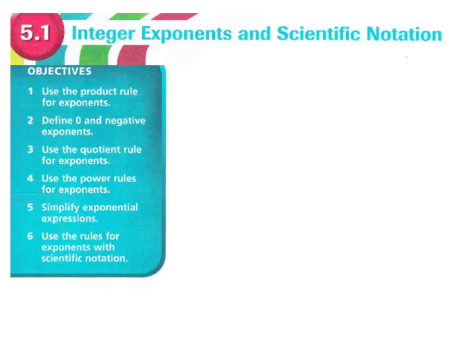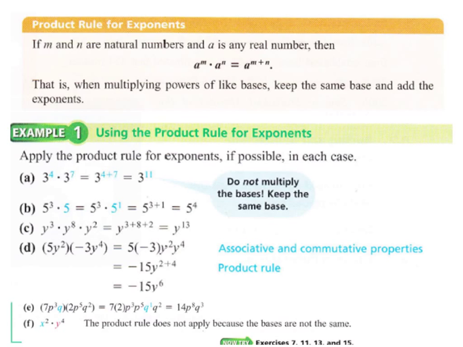Here we'll be looking at integer exponents in scientific notation. Feel free to pause any time to read the text on any of the slides. Here we're looking at the product rule for exponents, which basically says if we have an a to the m times a to the n, then we add those exponents together. You can see some examples with the work already done on them here.